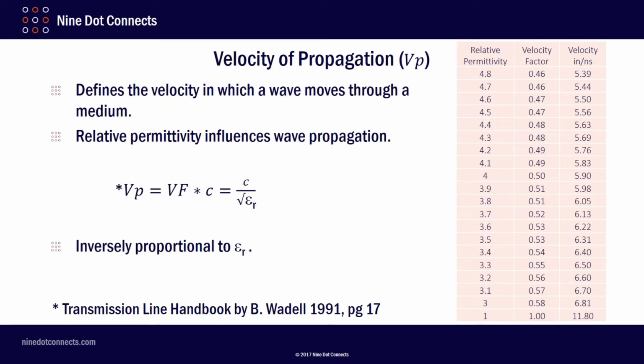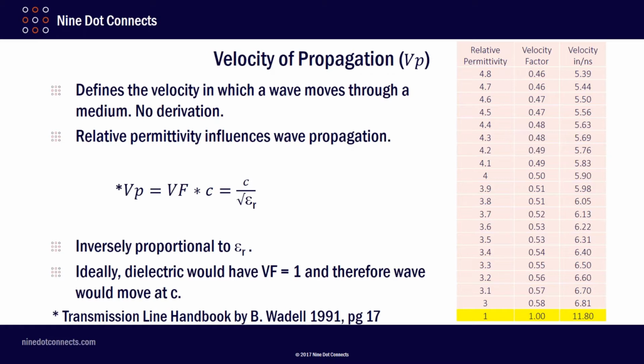Now, you'll hear me using the term velocity and speed interchangeably. I know technically velocity has direction, but in this situation, we're not worried about the direction per se. Most of these signals are bidirectional, so that's why I use them interchangeably. Again, in an ideal situation, we would want the dielectric material to have a velocity factor of 1, and therefore the wave would move at c.